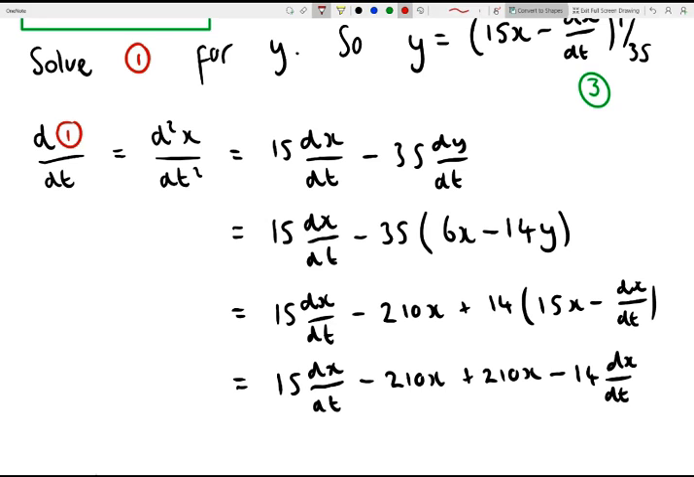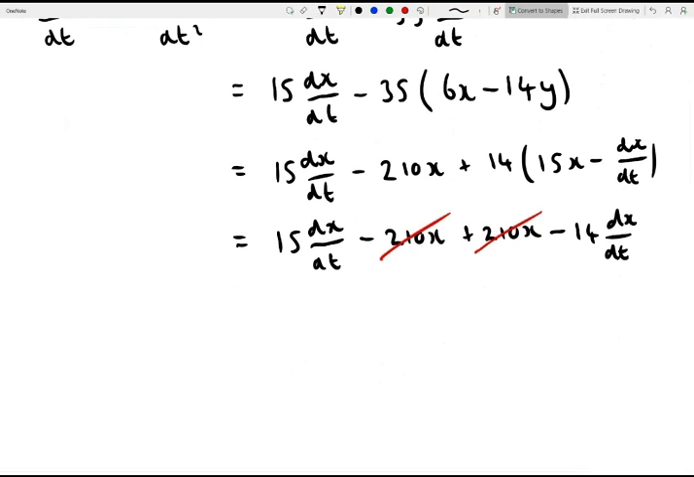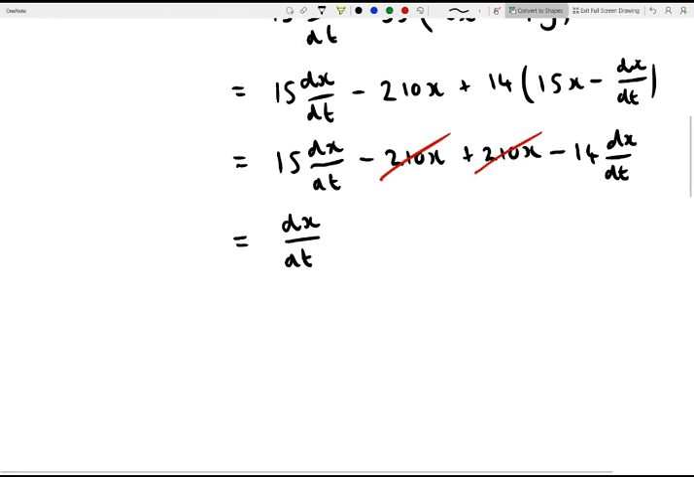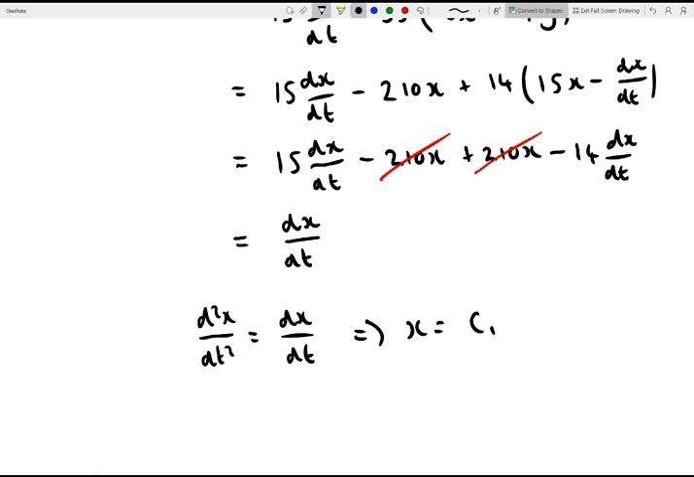So we can go ahead and cancel the x's, and we're just left with 15 dx by dt minus 14 dx by dt, so we've got 1 dx by dt left. So let's remind ourselves of what we've got here. We've got the second derivative of x with respect to t equals the first derivative of x with respect to t. So this implies that x is a constant times the exponential of t plus another constant. So that's the only function that actually satisfies that.